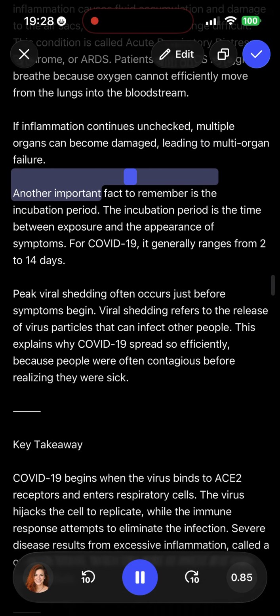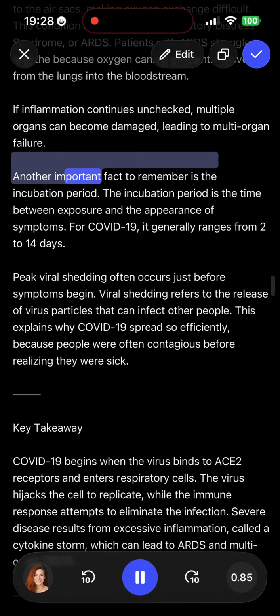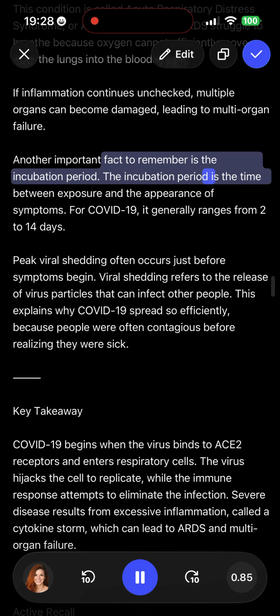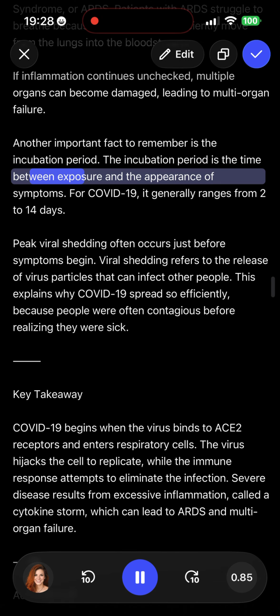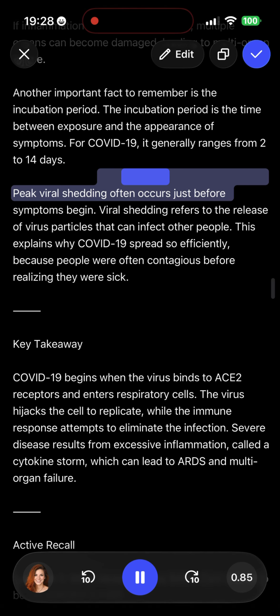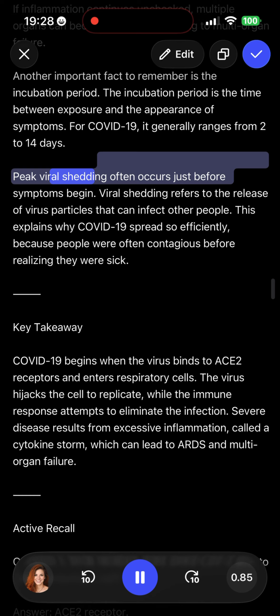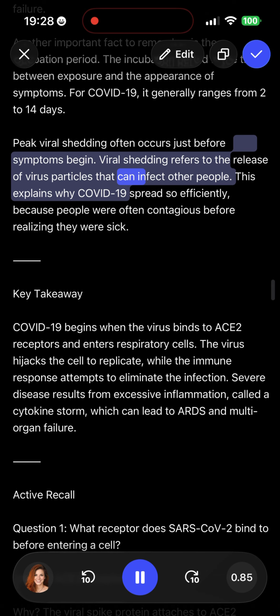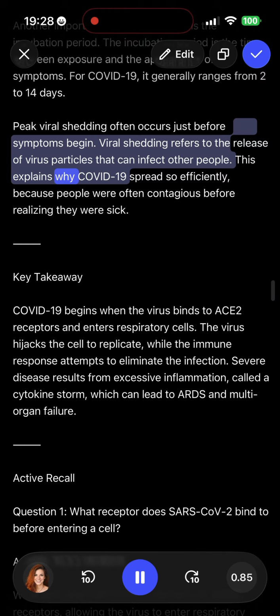Another important fact to remember is the incubation period. The incubation period is the time between exposure and the appearance of symptoms. For COVID-19, it generally ranges from 2 to 14 days. Peak viral shedding often occurs just before symptoms begin. Viral shedding refers to the release of virus particles that can infect other people. This explains why COVID-19 spread so efficiently, because people were often contagious before realizing they were sick.